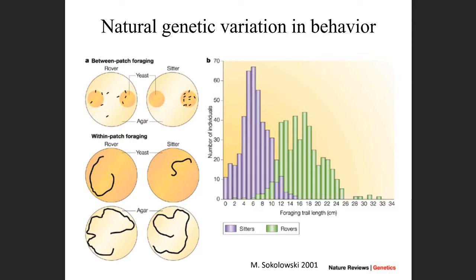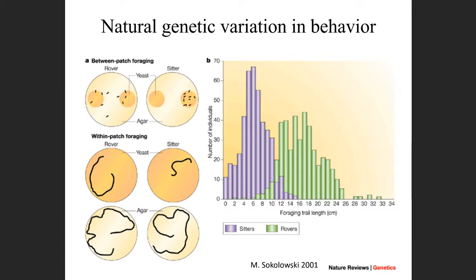So if you go out and collect Drosophila from the wild and you collect a large enough population, you'll have some that are showing the rover behavior and some the sitter. And so this is behavior that's described in the larvae, although it ends up affecting adult behavior as well. Sitters will remain in a patch if there's sufficient food.